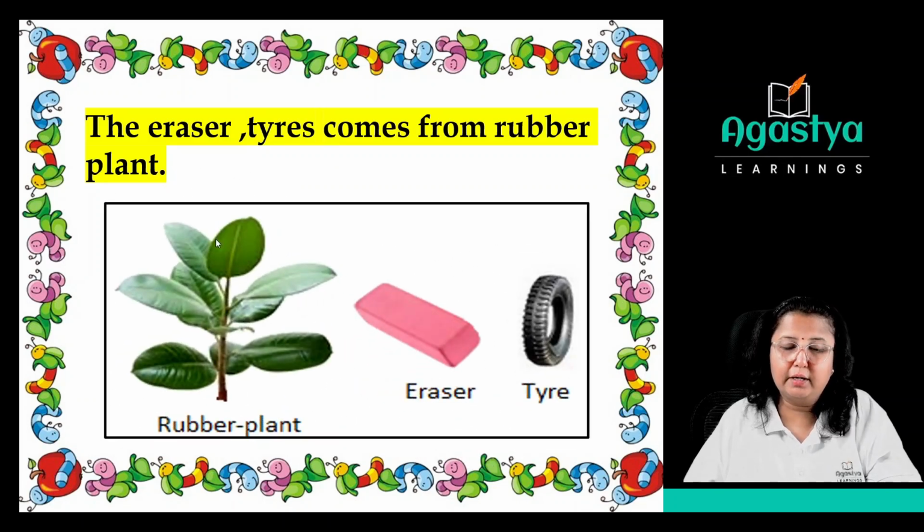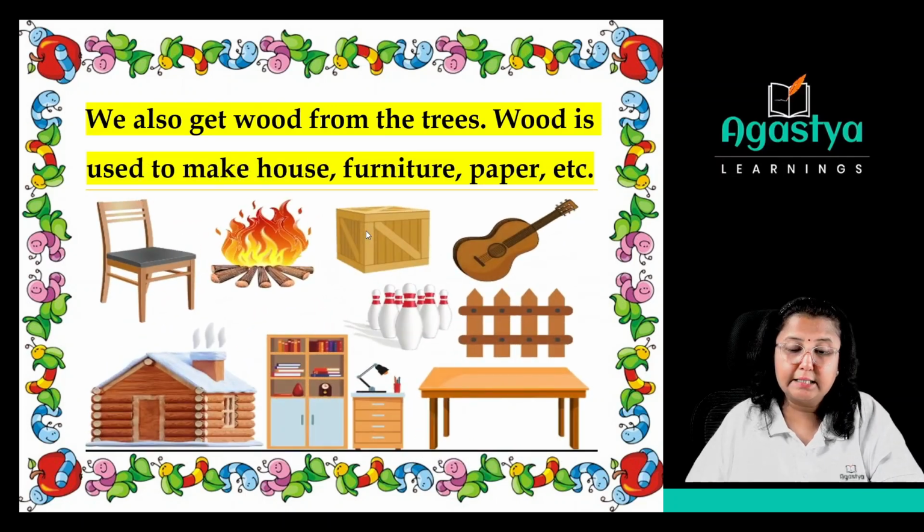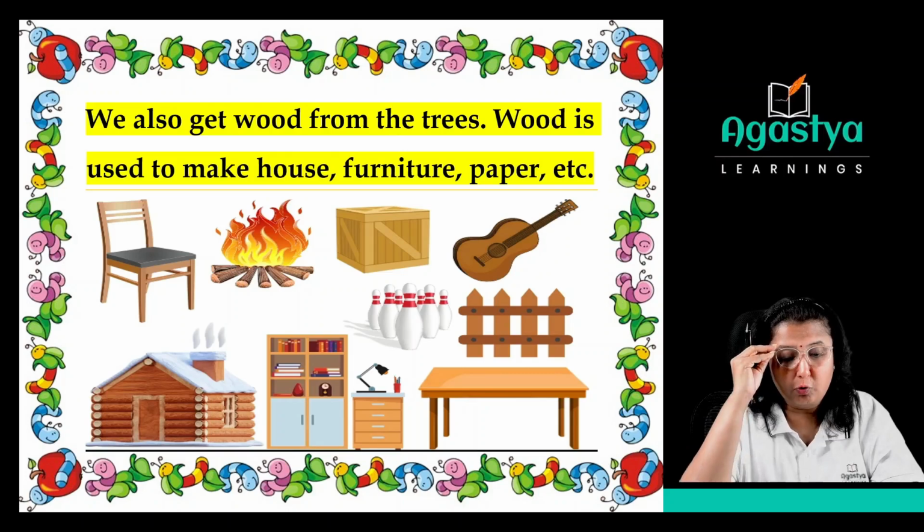So from the rubber plant, from its stem, we get rubber actually, to make erasers and tires. We also get wood from trees. Wood is used to make houses, furniture, paper, etc. So here we can see some different uses of wood.